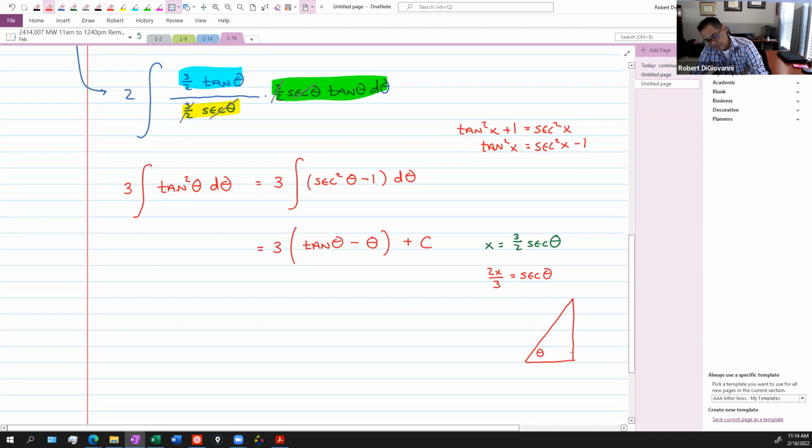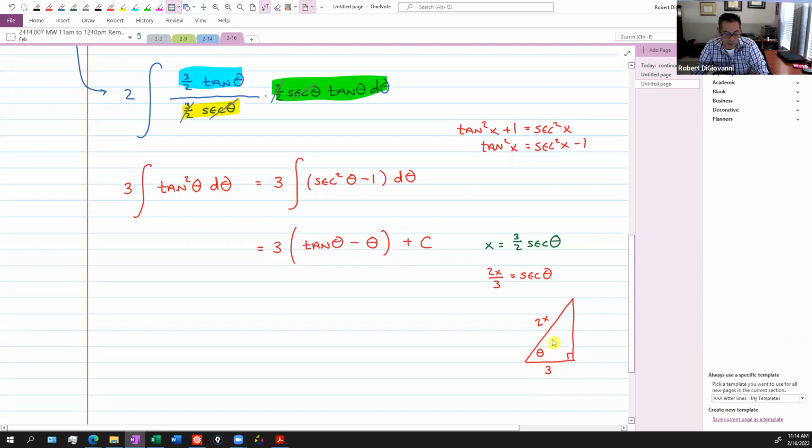Here's theta. Secant is the reciprocal of cosine. So cosine is adjacent over hypotenuse. So this should be hypotenuse over adjacent. So that means my hypotenuse is 2x, and my adjacent is 3.